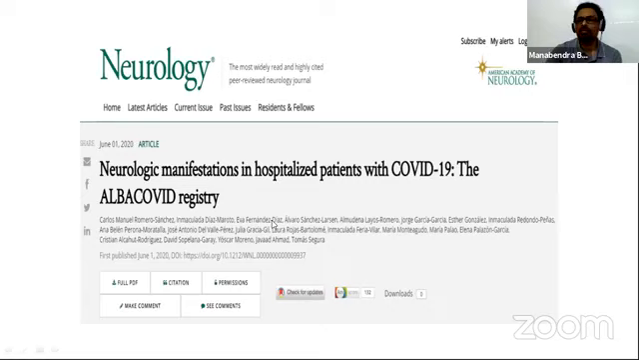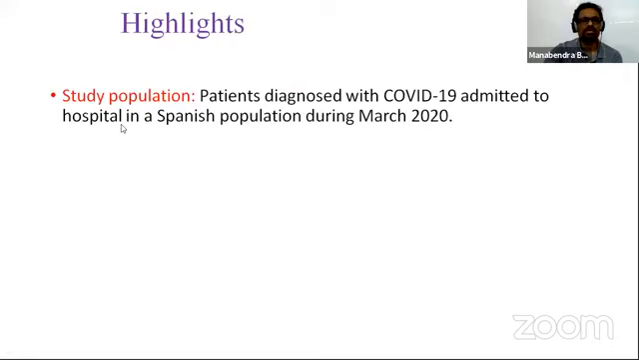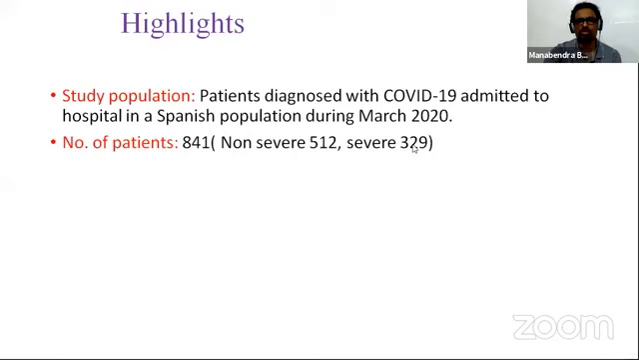Now the clinical manifestations. We mentioned all the clinical manifestations in the nervous system. This study is from the Spanish population. They diagnosed COVID-19 in the Spanish population in March, and they studied 841 patients. Among them, 512 patients were severe and 329 patients had non-severe illness. Severe means in terms of respiratory severity, by which severity is classified, so not neurological severity.